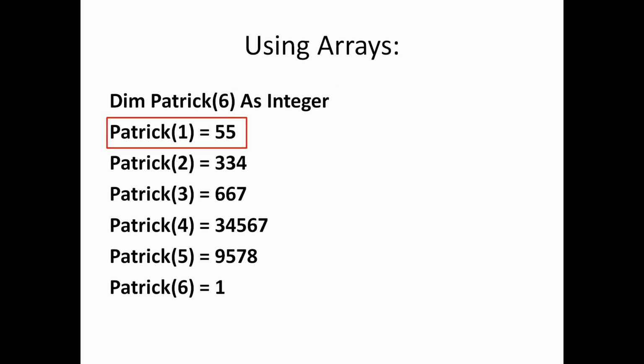This next line stores the number 55 inside the first position of Patrick. So we take the number 55 to the other side of the equal sign and we store it inside this box, Patrick(1). And we repeat for every position in this array.